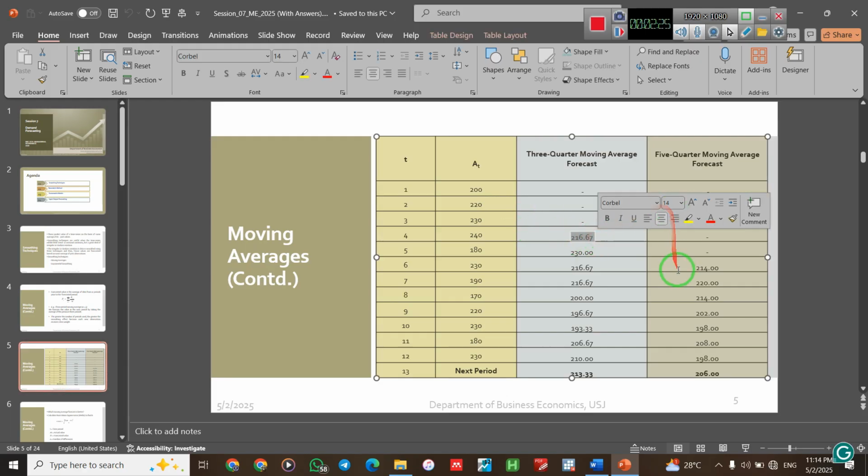To get the 5/4 moving average, you have to add the previous 5 quarters together and divide it by 5. So then you can come up with this answer. So that's how you are going to forecast demand using moving averages, right?